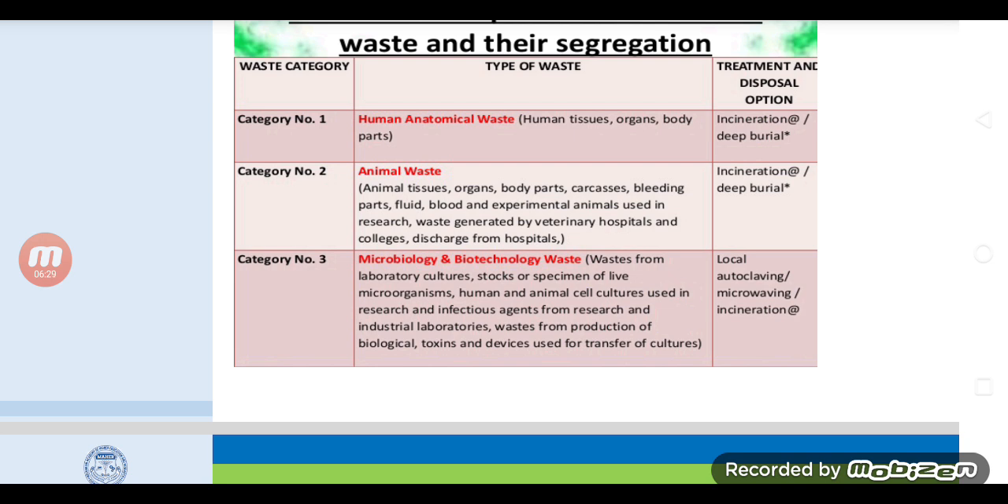Then category number 3, which is microbiology and biotechnology waste, that is waste from laboratory cultures, stocks or specimens of live microorganisms, human and animal cell cultures used in research, and infectious agents from research and industrial laboratories, waste from production of biological toxin, and devices used for transfer of cultures, can be disposed by autoclaving, microwaving, and incineration.